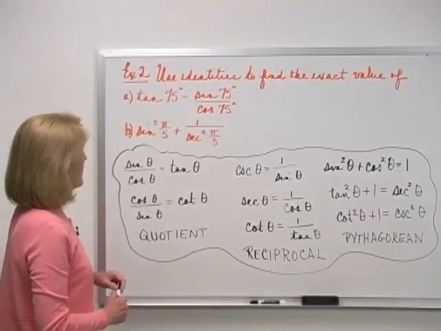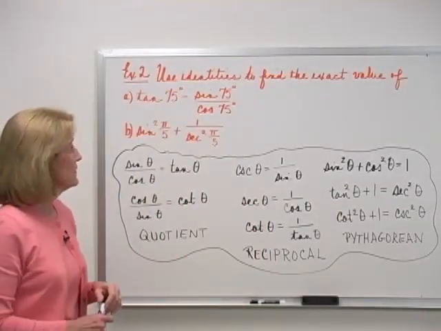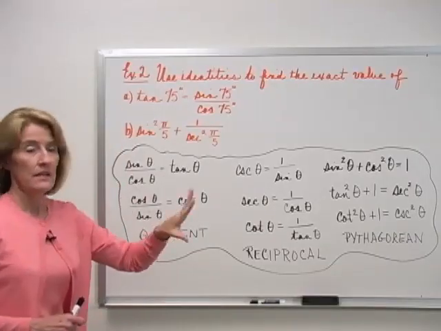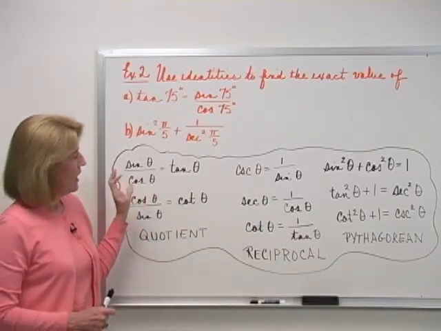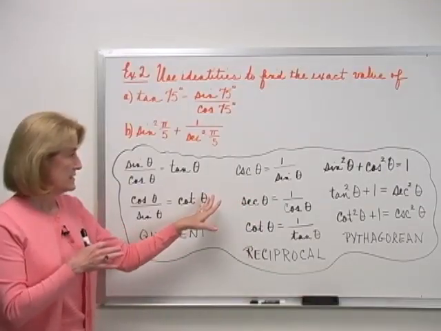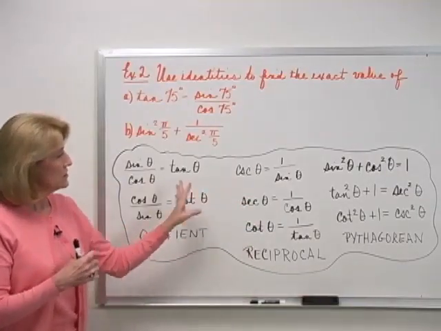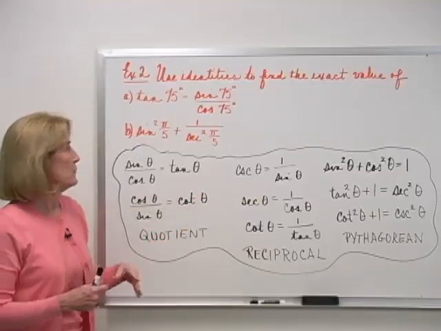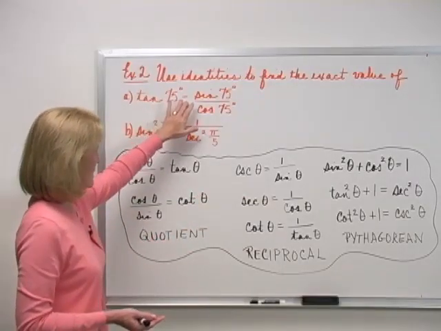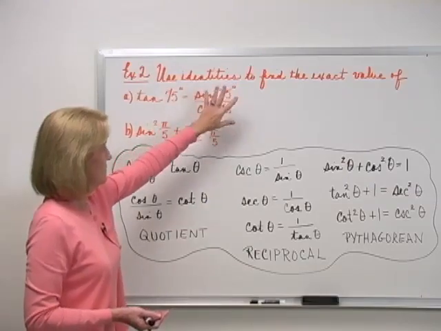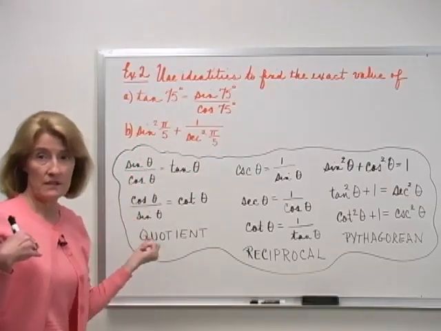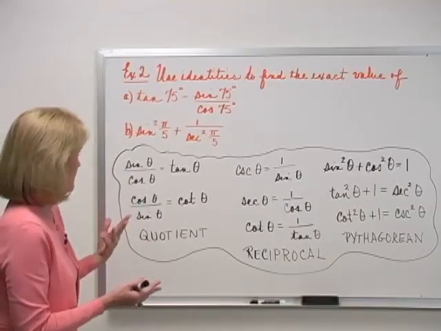Example 2. Use identities to find the exact value of, and we have two expressions. Now down here at the bottom of the board, I have the fundamental identities that we developed in the last segment. I'm going to just leave them here so that we can refer to them. Okay, so let's see what we have. We have the tangent of 75 minus, and then we have the sine of 75 degrees divided by the cosine of 75 degrees. Okay, so what's the identity that we can use here to simplify this?